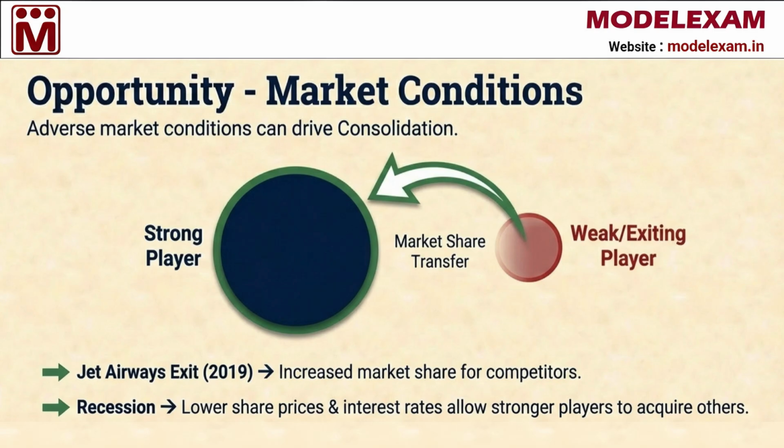When the economy is tough, strong players get stronger. For instance, when Jet Airways exited the market in April 2019, it transferred market share to its competitors. Similarly, during a recession, share prices and interest rates are low. This gives cash-rich companies a golden opportunity to acquire their weaker rivals and grow their dominance.